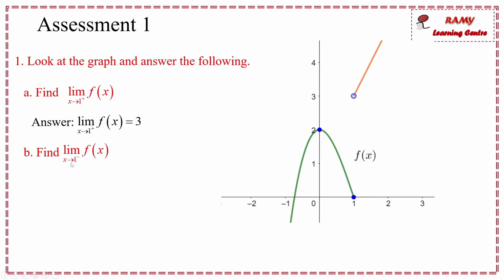Next, find limit x tending to 1 minus of f of x. What is x tending to 1 minus? x approaches 1 from the left. So, as x approaches 1 from the left, f of x approaches the value 0. So, the answer is 0.